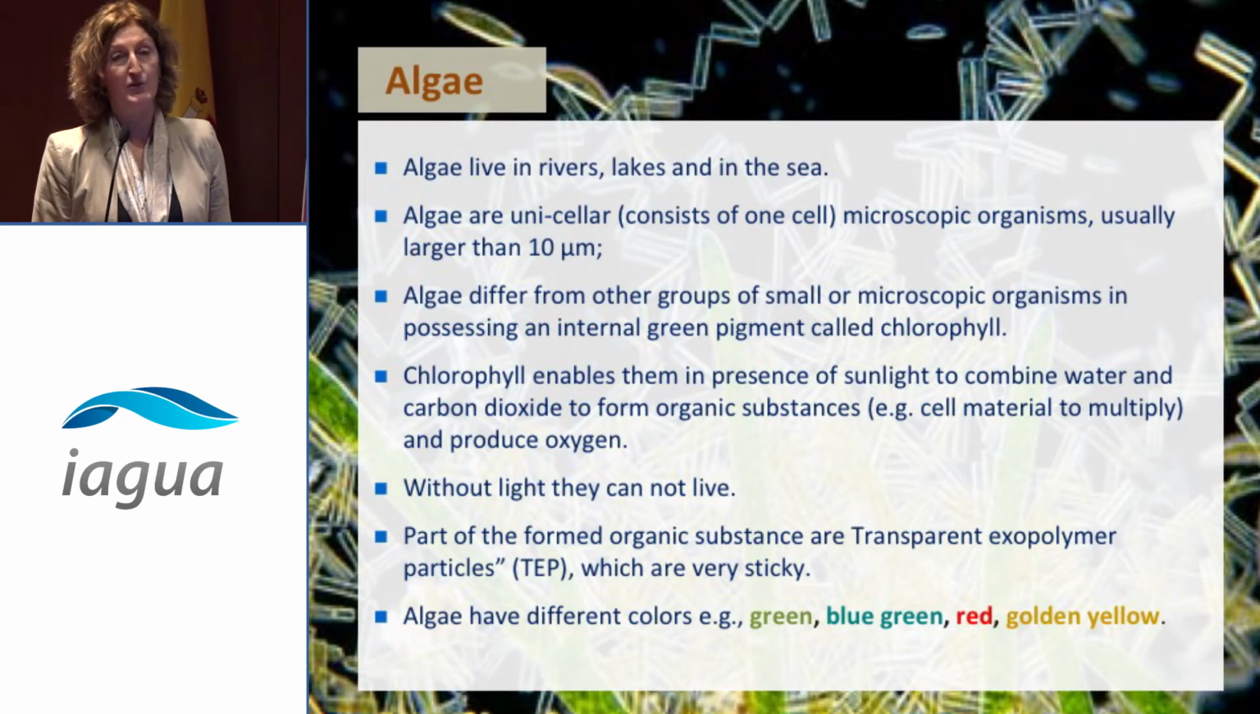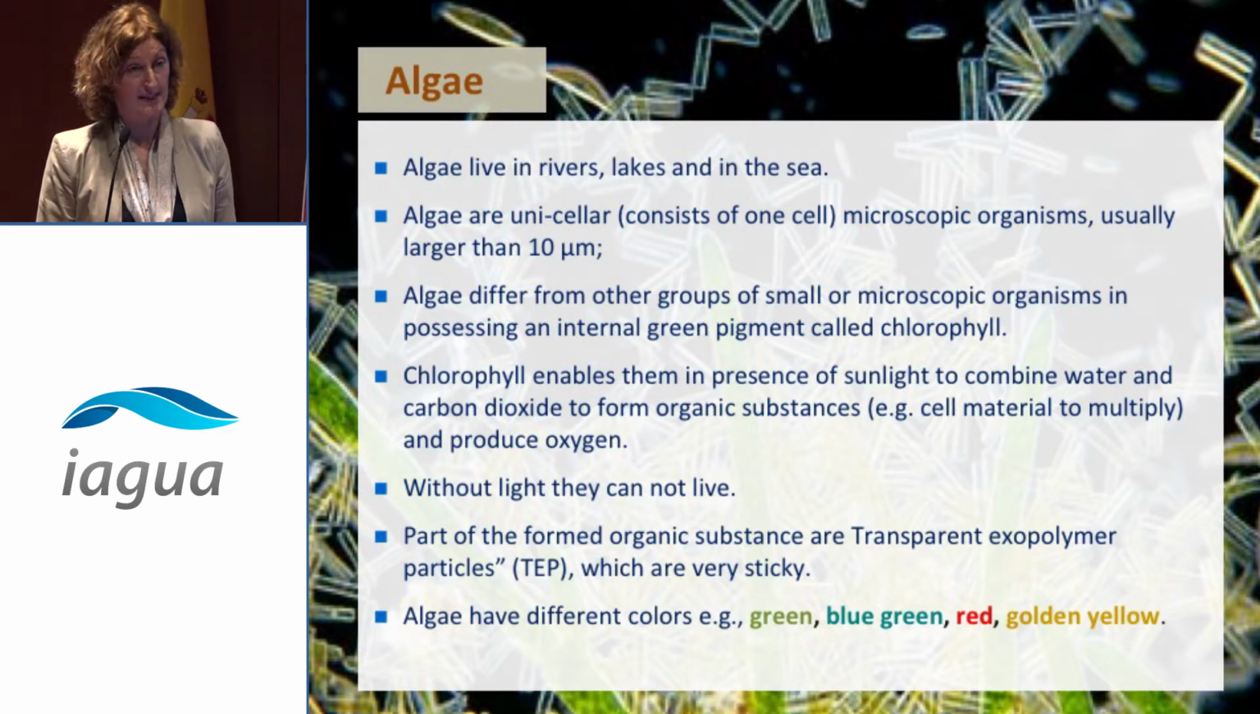And part of the material that the algae produce are what we call transparent exopolymer particles, or TEP. And these substances are very sticky, and these are released from the algal cells as they're growing. Finally, we know that the algae, as they bloom, depending on the type of algae, have many different colors. So they can be green, blue, red, or golden.